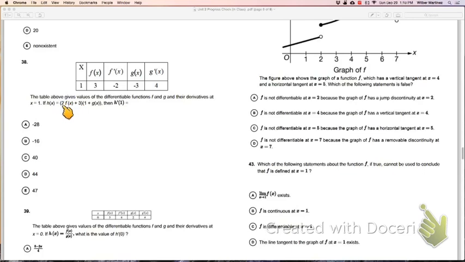Now, if you read this carefully, it says that, oh, excuse me, those are my dogs.